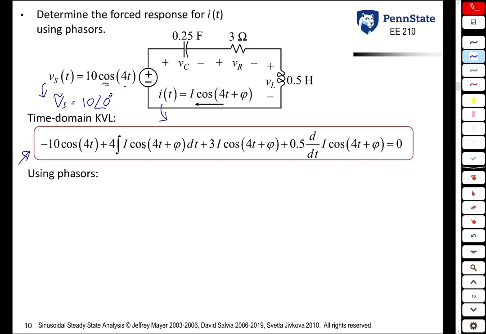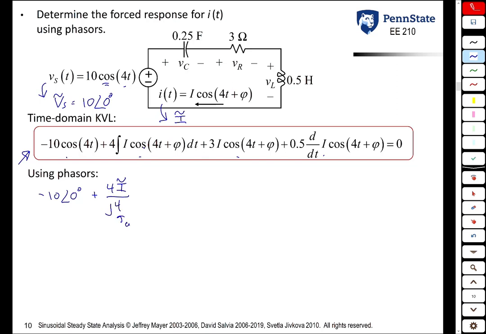How about our variable I of t? It's a variable, so it remains a variable, but it's now a phasor variable. We're just going to call it capital I tilde. So now let's take this expression here and convert each of these terms to its phasor equivalent. Minus 10 cosine of t is just minus 10 at an angle of 0. 4 times the integral of the current. Remember, integration in the time domain is the same as dividing by j omega in the phasor domain. So this becomes plus 4 I tilde over j4.